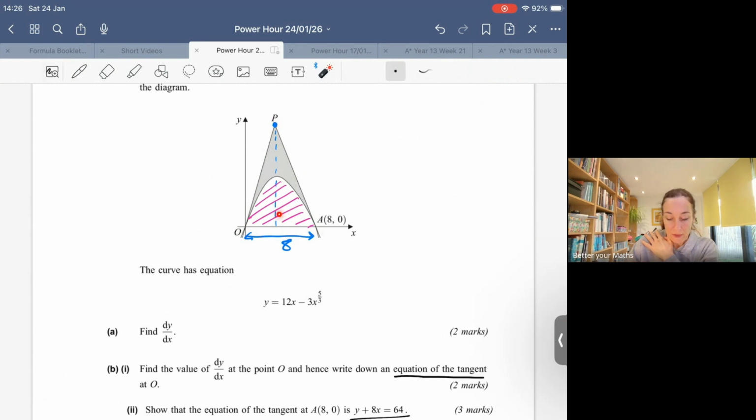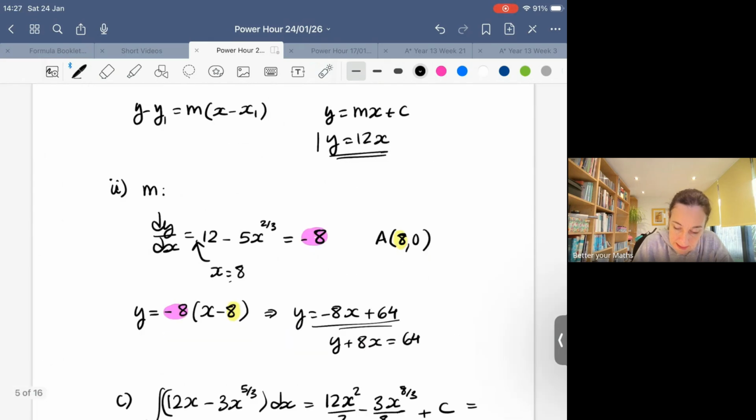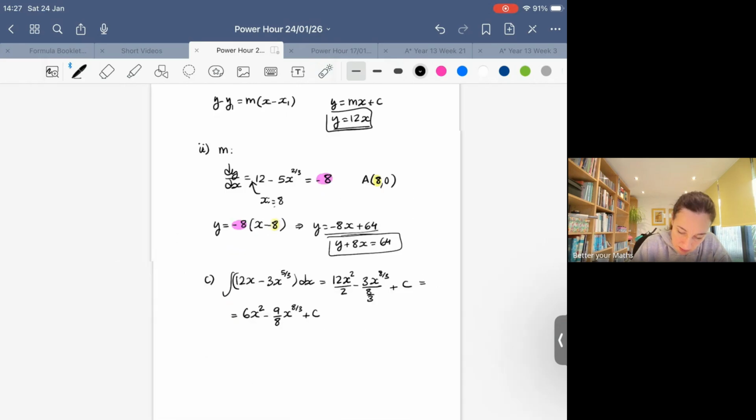To find the area of the triangle, I have the base. The height is going to be the y coordinate of this point P. And this point P is the intersection between these two tangents that we found. So let's go to find P. P is the intersection between this tangent and this tangent here. So let's go to find that point P.